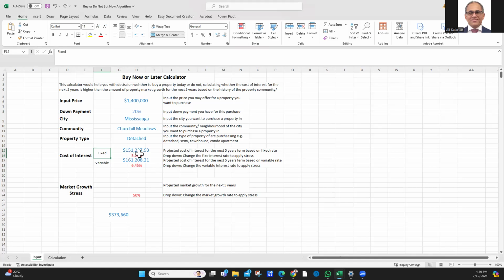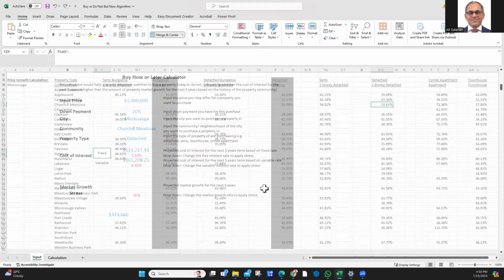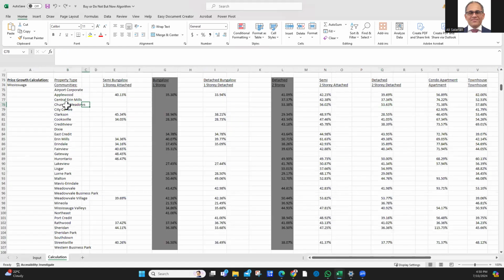The same applies to both fixed and variable. So this is, on one hand, the interest rate projection. The other is the growth for this property, because we are real estate agents and we have access to the Toronto Real Estate Board, so we can pull the growth of any type of property in any community in any city. I looked at 5 years of growth for this type of property, and based on our data, Churchill Meadows for the last 5 years was 54%.